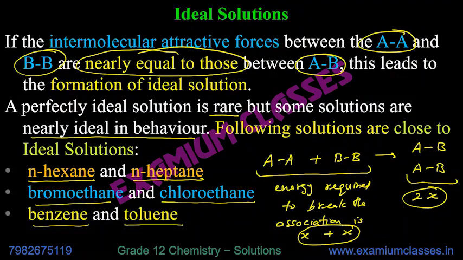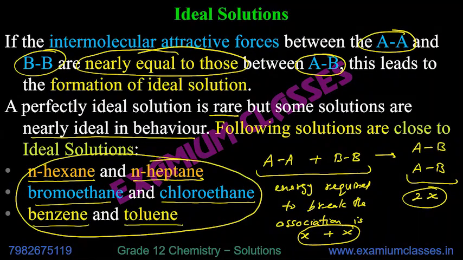This part is important. Examples have been asked quite a few times. N-hexane and n-heptane, bromoethane and chloroethane, benzene and toluene. These are all examples of ideal solutions.